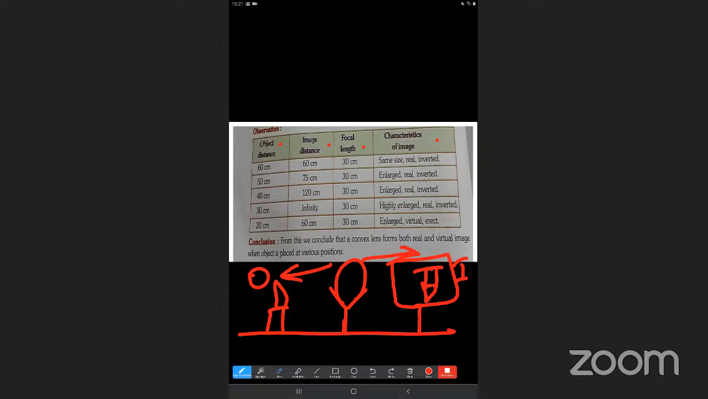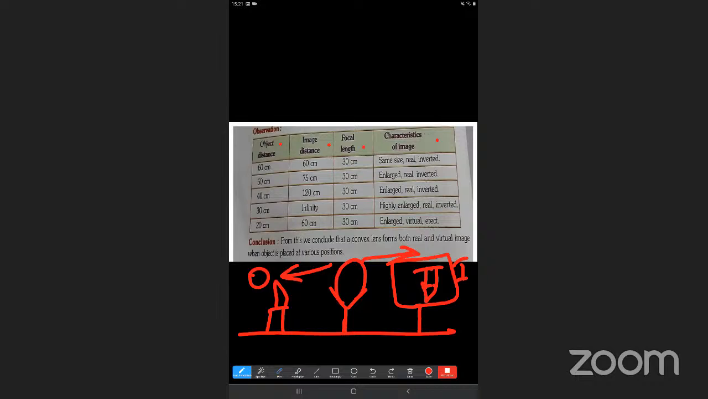So what are the characteristics of the image here? The object distance from the lens and the image distance from the lens both are equal here, 60 and 60. So the size of the image is the same, and it is a real image and an inverted image. Okay, it is a real image and inverted image.